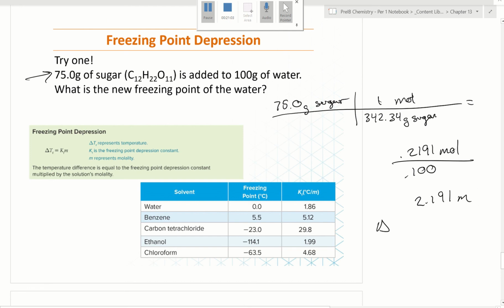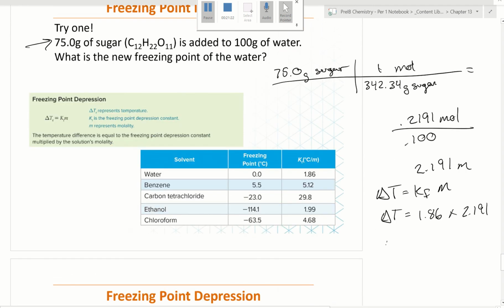All right. So I'm going to say that delta T is equal to K sub F times the molality. So delta T equals 1.86 times 2.191, and I get delta T is equal to 4.07. Now remember, this is freezing point depression. So I'm going to take 0 degrees Celsius and subtract 4.07. So I get negative 4.07 degrees Celsius.